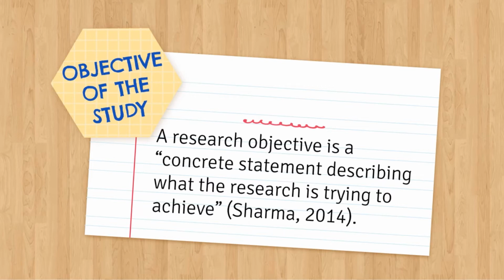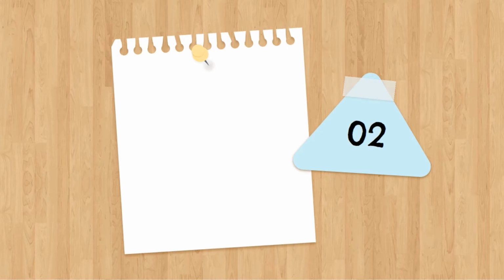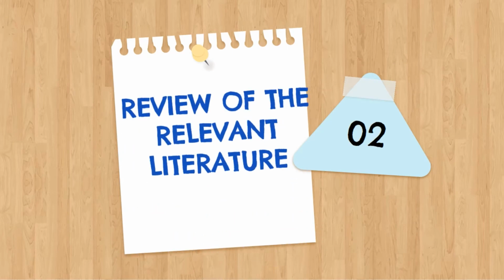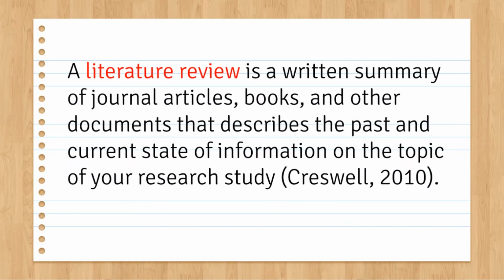And now, after identifying the nature and scope of the problem or the objective of the study, we now proceed to the second point or section, the review of related literature or RRL. A literature review is a written summary of journal articles, books, and other documents that describes the past and current state of information on the topic of your research study.